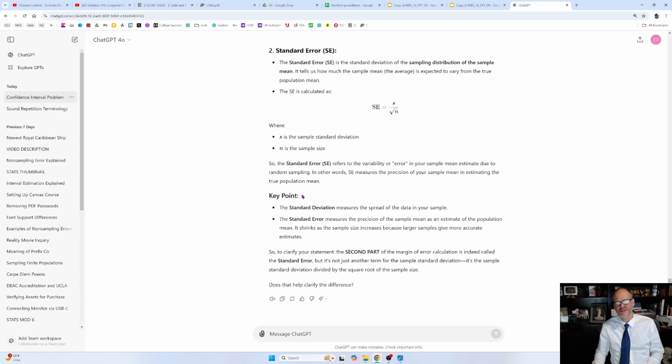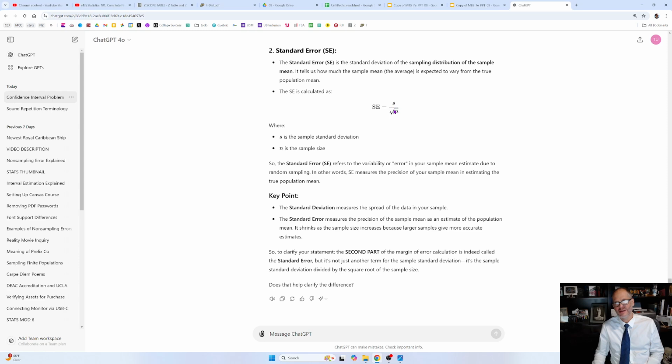I like my definition. The standard deviation measures the spread of data in your sample. Standard error measures the precision of the sample mean as an estimate of the population mean. It shrinks as the sample size increases because a larger sample size gives more accurate estimates. That's why this is in the denominator, because the bigger this gets, the smaller that is.